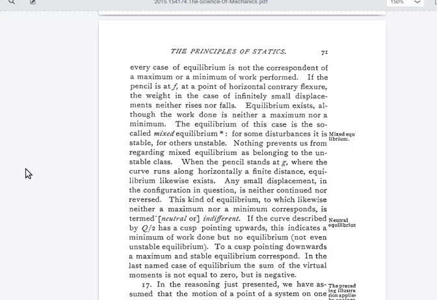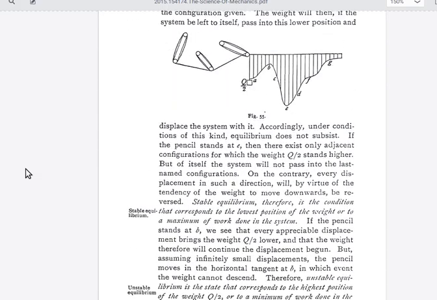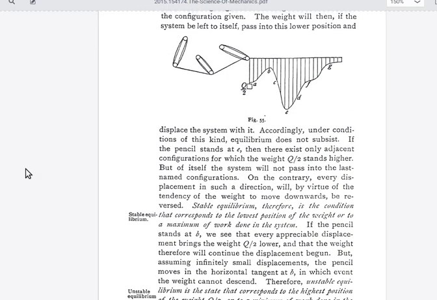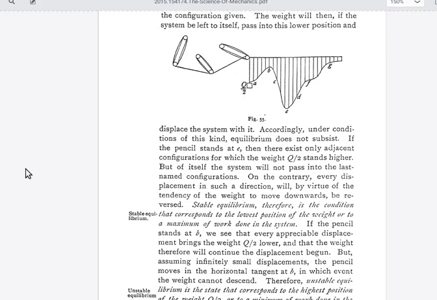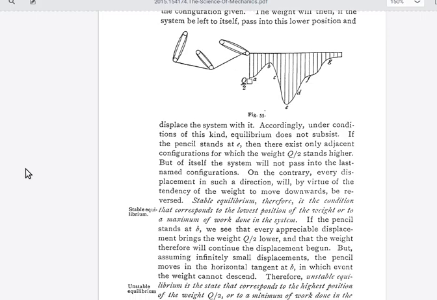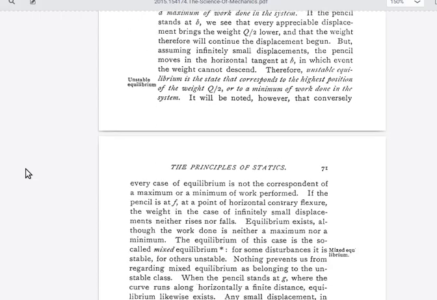When the pencil stands at G, where the curve runs along horizontally a finite distance, equilibrium likewise exists. Any small displacement in the configuration in question is neither continued nor reversed. This kind of equilibrium, to which likewise neither a maximum nor a minimum corresponds, is termed neutral or indifferent.